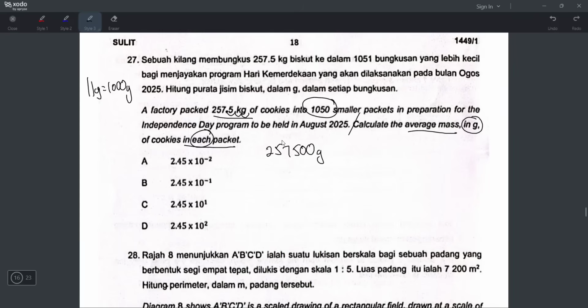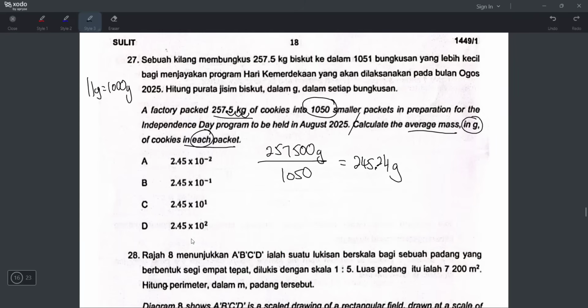So this one is 1050 packets. So you divide by 1050 to find out the mass for one packet here. So I'll use the calculator to press 257,500 divide 1050. Okay, my calculator gives me 245.238 and so on, right? Okay, I feel like I will write two decimal places, 245.24. Yeah, like that. Okay, if I look at my ABCD, there's no answer.